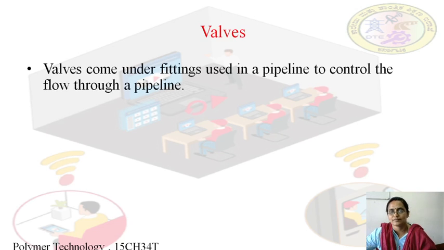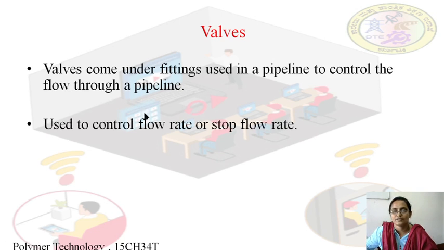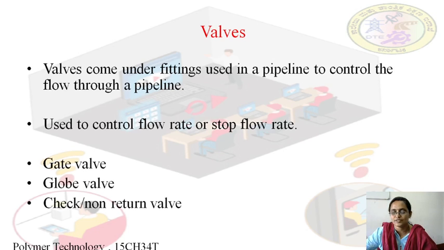First, coming under valves. What are valves? Valves are devices connected to the pipeline to control the flow of fluids. So valves come under fittings. It's used in a pipeline to control the flow through a pipeline. It's also used to control flow rate or stop a flow rate. So valves are devices connected to a pipeline either to stop or to control the flow rate. So different types of valves are there: gate valve, globe valve, check or non-return valve. Non-return valve gives unidirectional flow, whereas gate valve is majorly used to stop the flow rather than controlling.